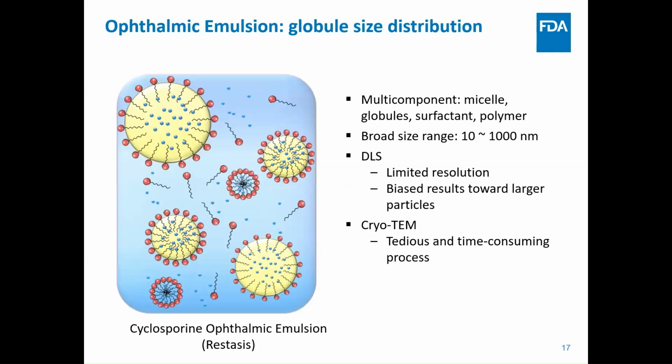This is a cyclosporine ophthalmic emulsion. As you can see, it's a complicated system that has many components, including a big oil globule, small oil globule, micelle, surfactant, dissolved component, and many more. We know that the manufacturing process may affect the globule size distribution, and formulations with different globule size distributions may have different efficacy. So to understand whether there's a difference in efficacy, we need to accurately determine the globule size distribution.